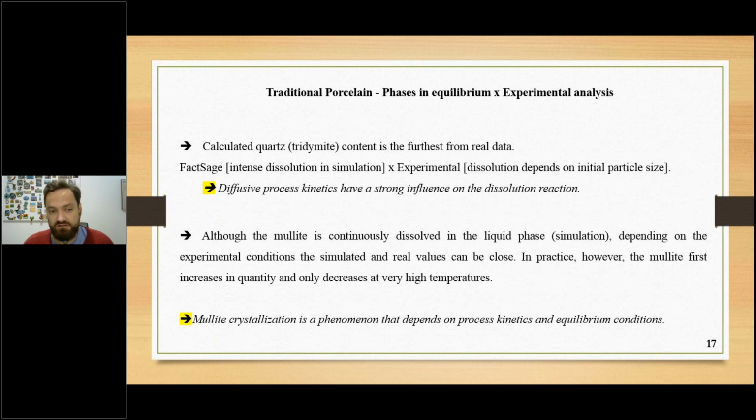Although the mullite is continually dissolved in the liquid phase in the simulation, depending on the experimental conditions, the simulated and real values can be close. In practice, however, the mullite first increases in quantity and only decreases at very high temperatures. Mullite crystallization is a phenomenon that depends on process kinetics and equilibrium conditions.